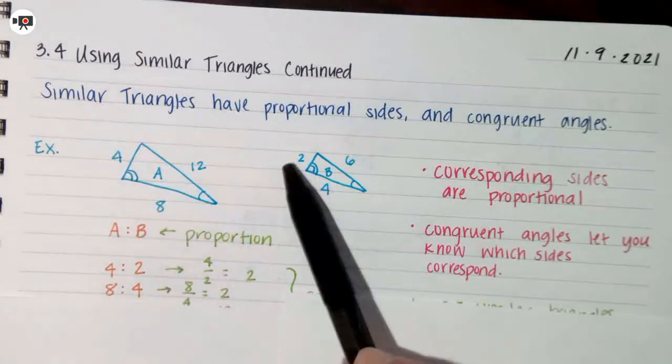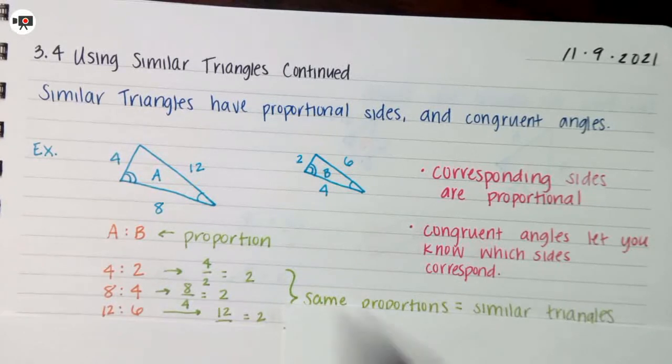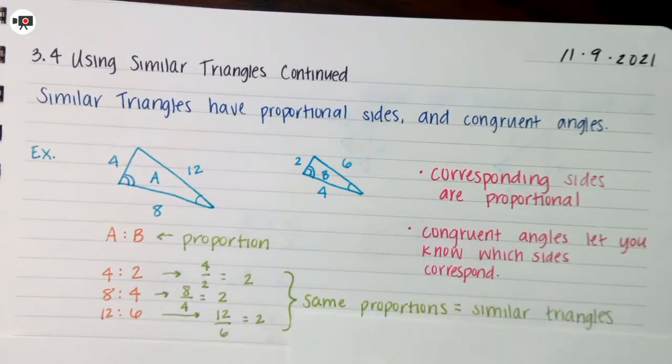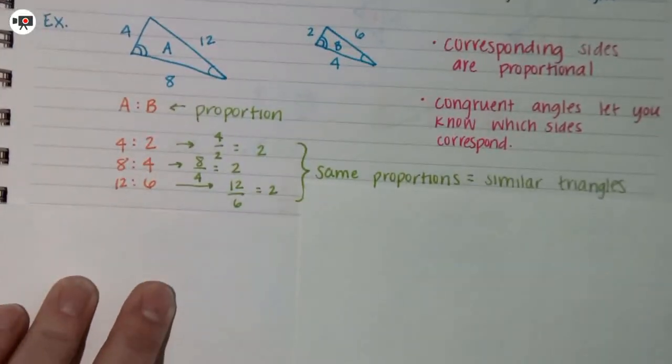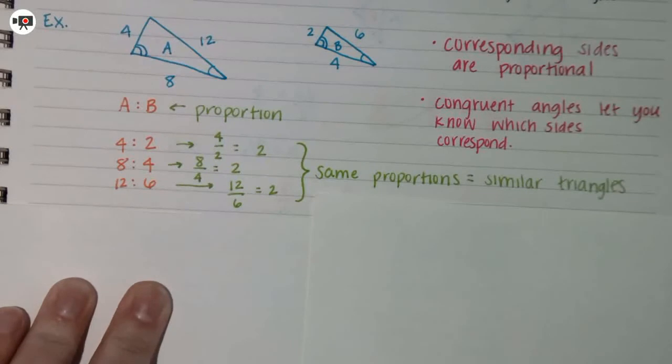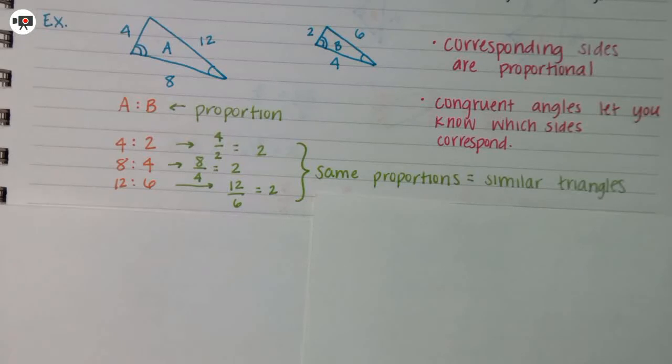8 is proportional to 4. Those are both the median sides. And 12 is proportional to 6. Now, if I write them as fractions and find the values, I know that they are all the same proportion, which means that they are similar triangles. So I don't have to know anything about their angles if I know the sides are proportional.